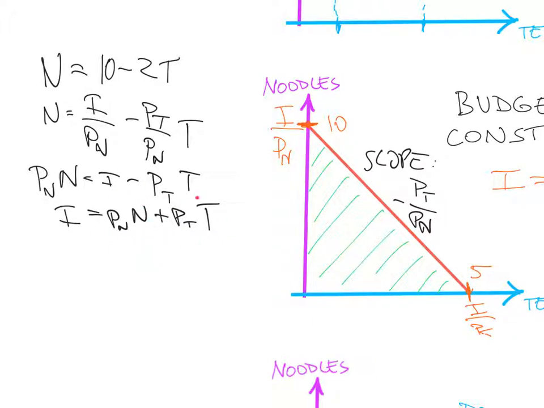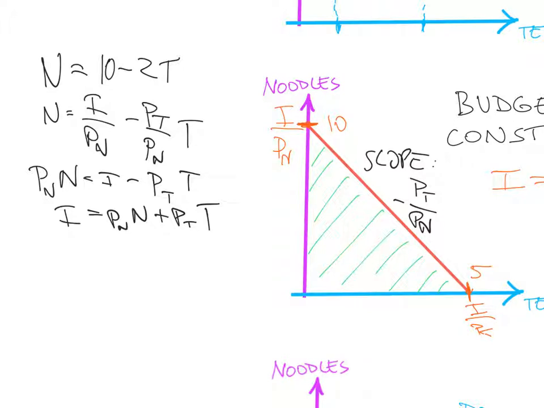Pt times T is how much you spend on tea. Price times how much you buy. You add up the two, that's your expenditures. Your expenditures should equal your income. That's it. Makes a lot of sense, right? So that's the budget equation. And that red line, that's the budget equation, graphed.